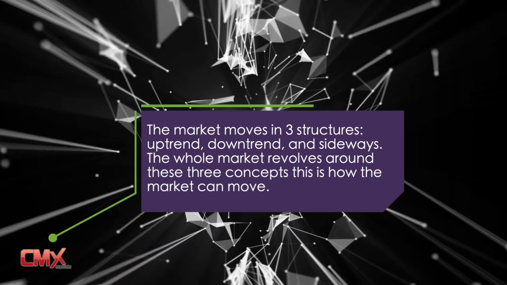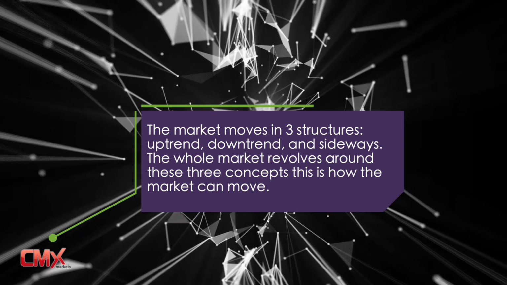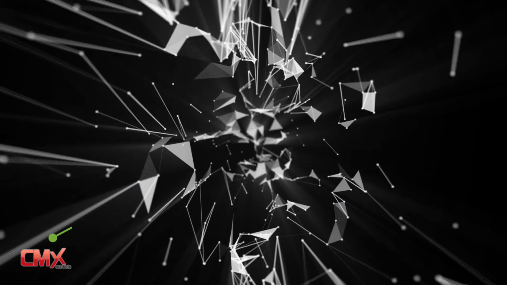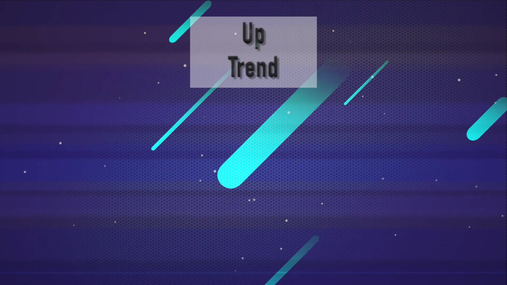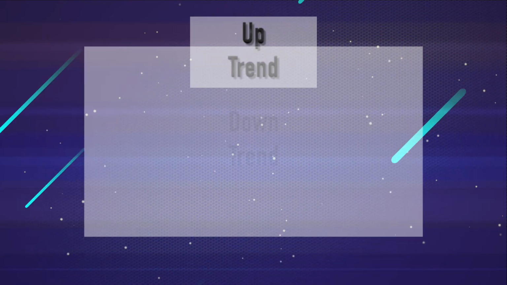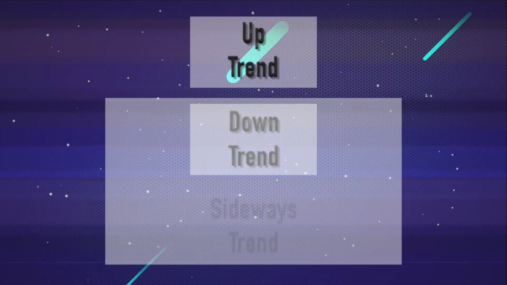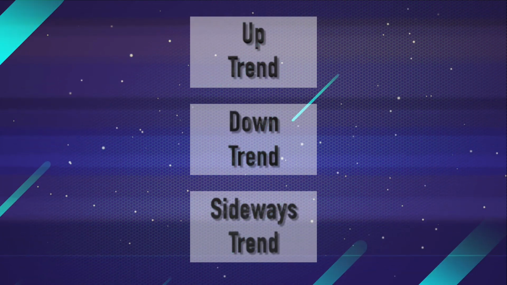This is how the market can move, using the euro as an example. Uptrend: if the trend goes up, the euro is worth more. Downtrend: if the trend goes down, the euro will lose in value. Sideways trend: prices move in a narrow range.